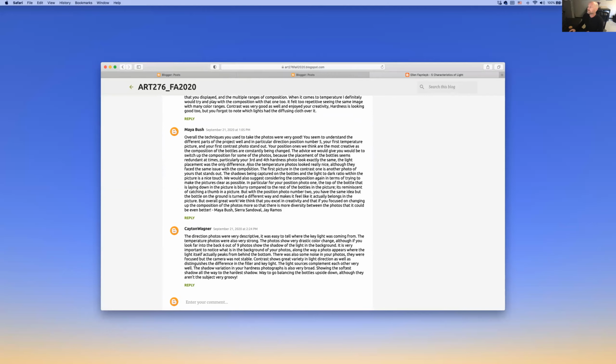The position, I think, is the most creative of the bottles. We need to switch up the composition. Yeah, it's the exact same thing that I was just saying. So I would agree with their assessment there.